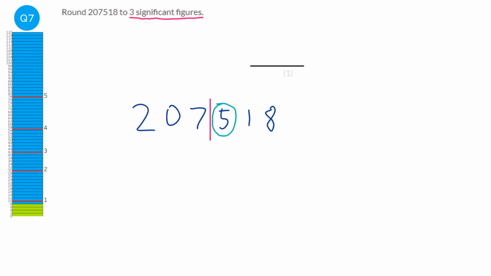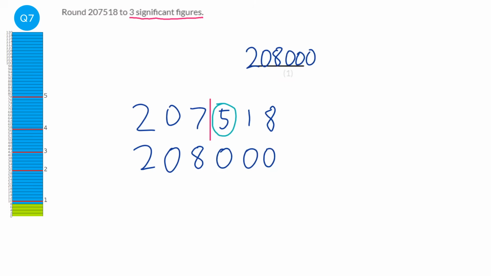Now this number, if it's 5 or more, moves the number up by 1. If it's less than 5, that number stays the same. Now it is 5 or more, because it is 5. So it's not going to be 207, it's going to be 208. Now, a common mistake is that students write down 208. No, all the numbers to the right of that line turn to 0. So it would be 0, 0, 0. So it would be 208,000 exactly.